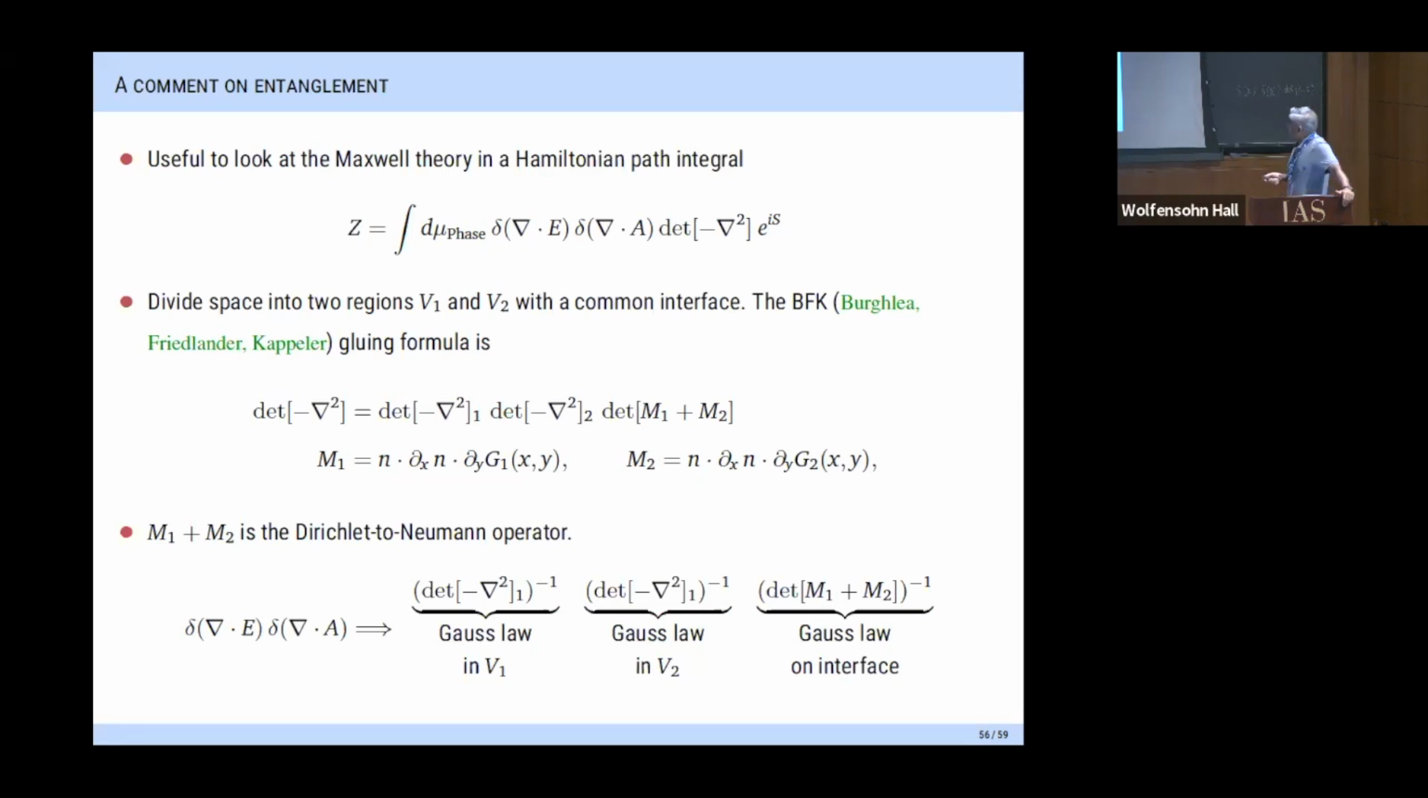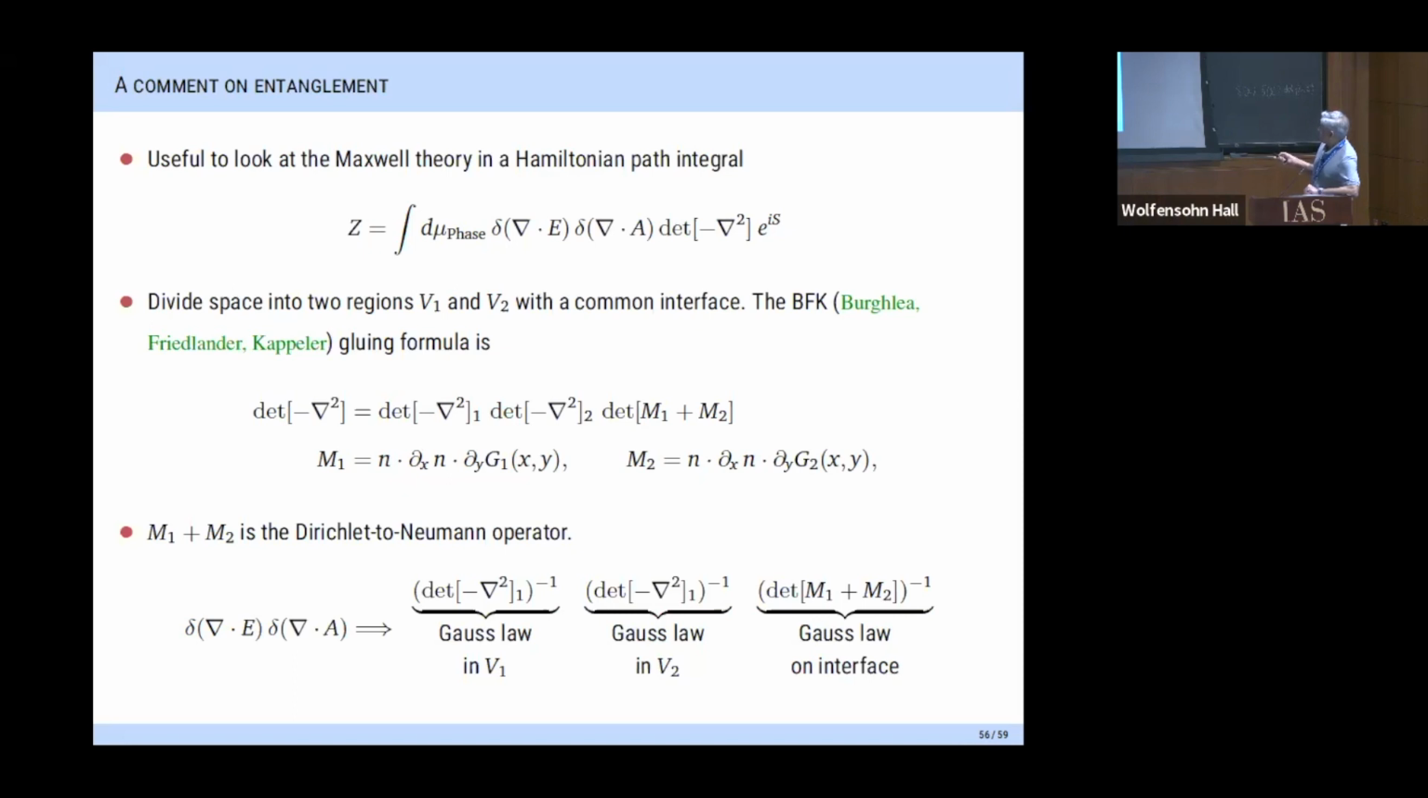Now what happens is the following. Imagine I have the theory defined in some large volume, and I'm going to divide that into two regions, V1 and V2, with some common interface. Then if I look at this determinant, it's defined in the large volume, and I'm trying to divide it into two different pieces. There is a very nice formula for doing that, known as the BFK gluing formula in the math literature. What does it say? It says that the determinant over the whole volume can be divided into the determinant in volume V1 and the determinant in volume V2.